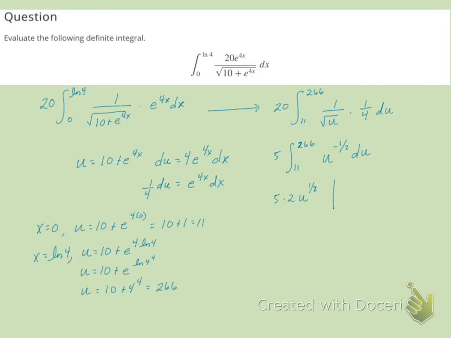And we're going to evaluate this from 11 to 266, giving us 10 times the square root of 266 minus the square root of 11. And I think you can leave that in its exact form. I don't have any directions for this problem on whether or not I should round it, so I'm going to leave it like this.